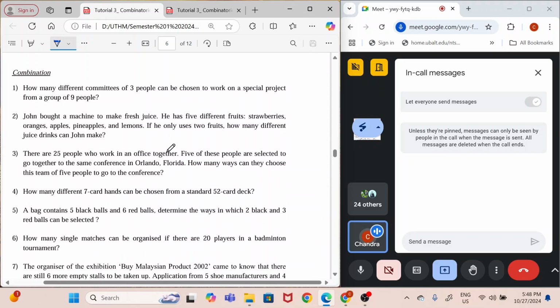Let us go to combination. Combination is a little bit easier. How many different committees of 3 people can be chosen out of 9? So 9C3. Out of 9 people I am going to choose 3. This is 84.